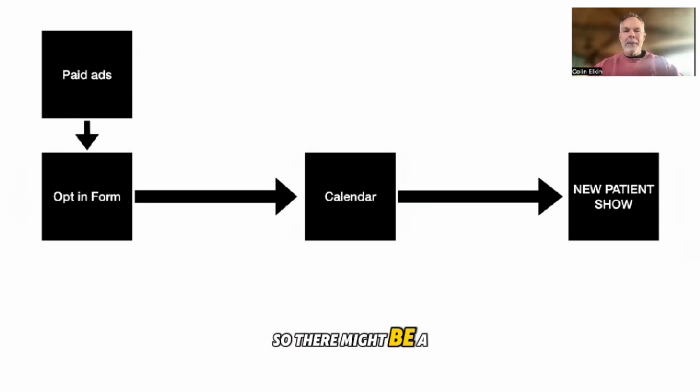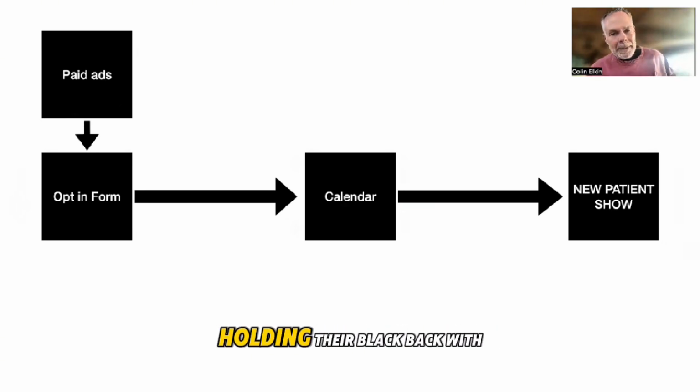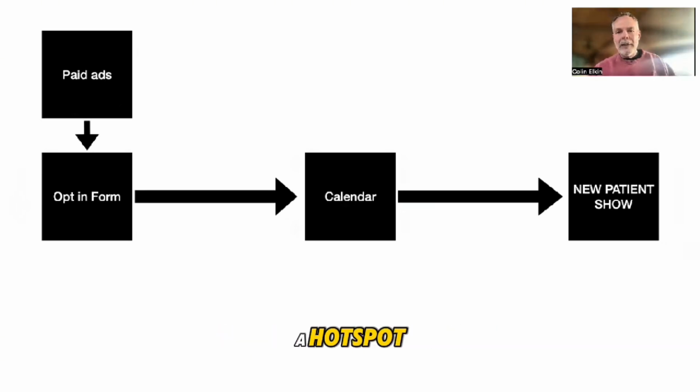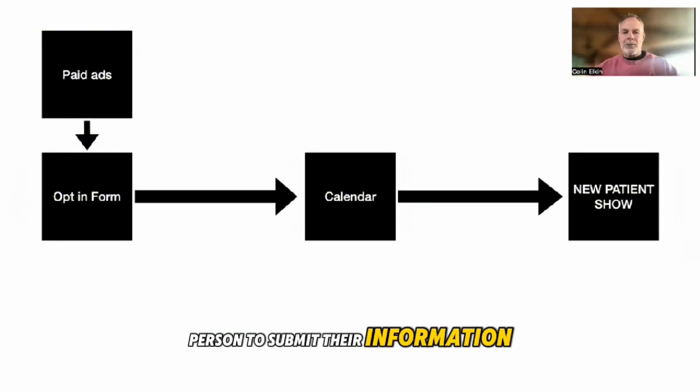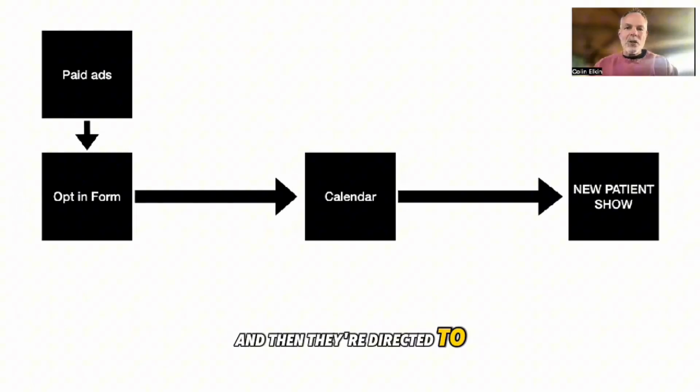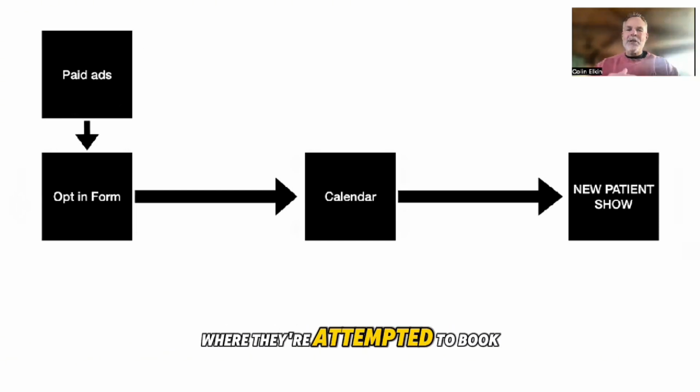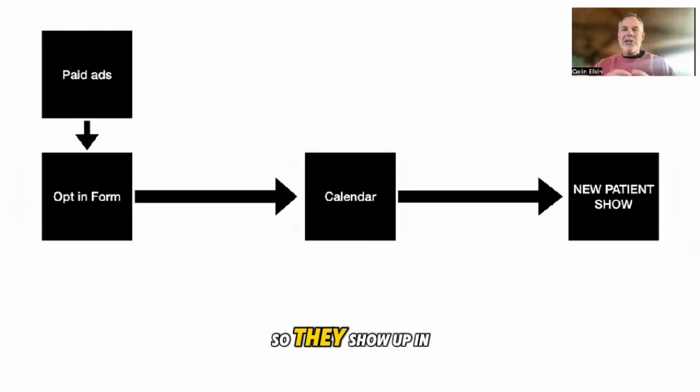So there might be a picture of somebody bent over holding their back with a hot spot, a lightning bolt running down their leg. So it's trying to capture somebody's attention, trying to hook them into thinking, okay, that might be me. And typically what happens is that ad tries to stimulate that person to submit their information. So they click the button, they fill in their name, their email, their phone number, and then they're directed to a calendar where they're attempted to book an appointment so that they show up in your office.